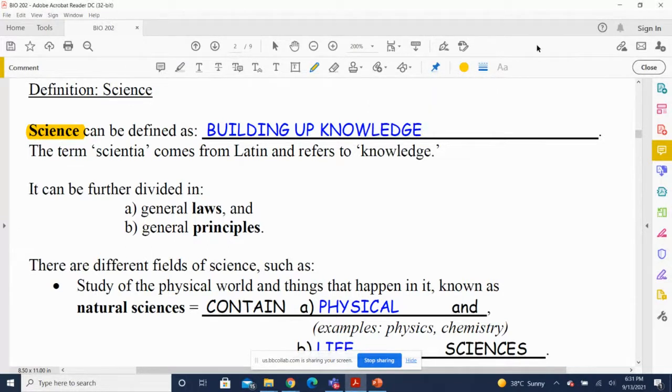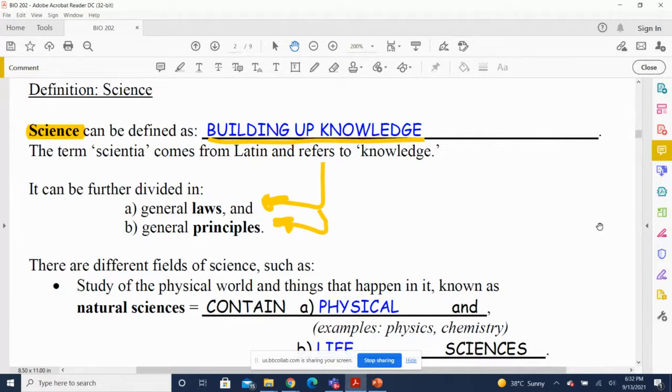And when we do science, we end up building up knowledge. So science and scientific process is all about using a systematic approach to build up our knowledge, come up with new knowledge, and further define the knowledge that we have. And of course, this could be then further divided in many ways. One ways that I showed were the general laws and principles of science that we base our work on.